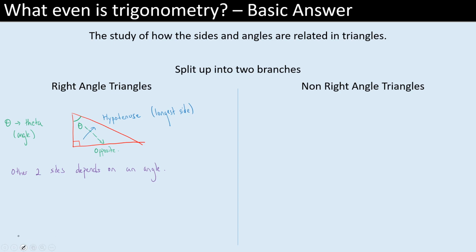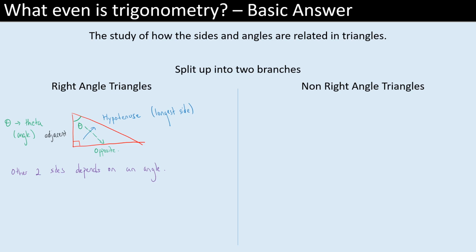Okay? And we have a third side, which is this side here, is called the adjacent. Okay? And the adjacent, the word itself just means kind of next to. Okay, so it is the side which is next to our angle, but it's the side that is not the hypotenuse.